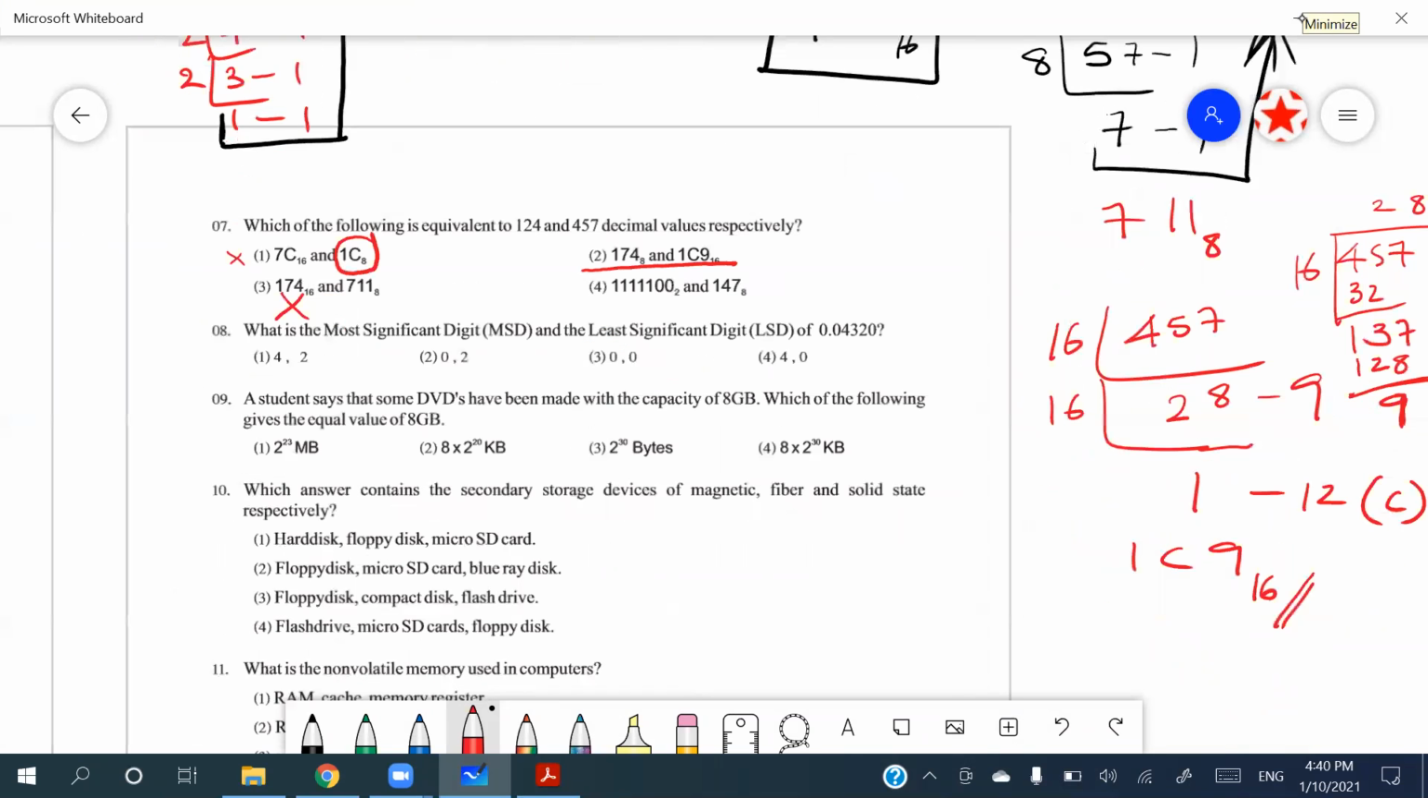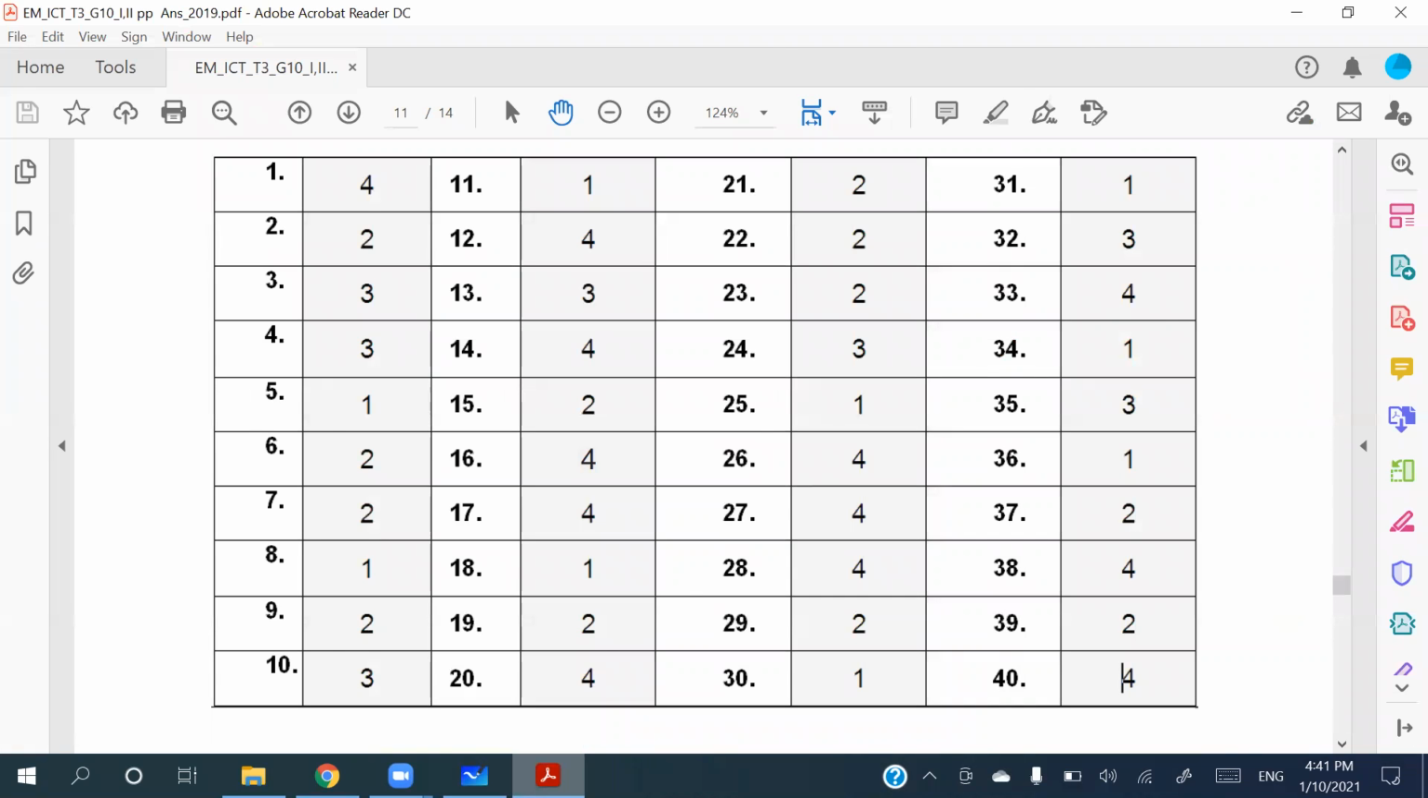Okay. In 8, they are asking about the most significant digit and the least significant digit of 0.04320. When it comes to a decimal value which does not have an integral part, the most significant is the leftmost value which is not a 0, and the least significant is the rightmost value which is not a 0. So it's going to be 4 and 2, which is the first one. So for 8, it is the first one.